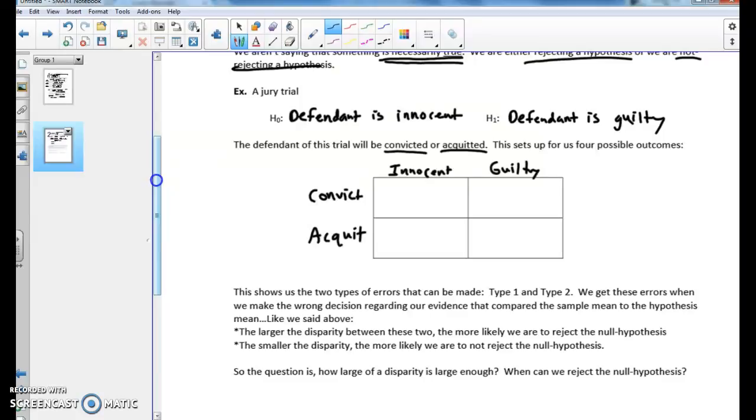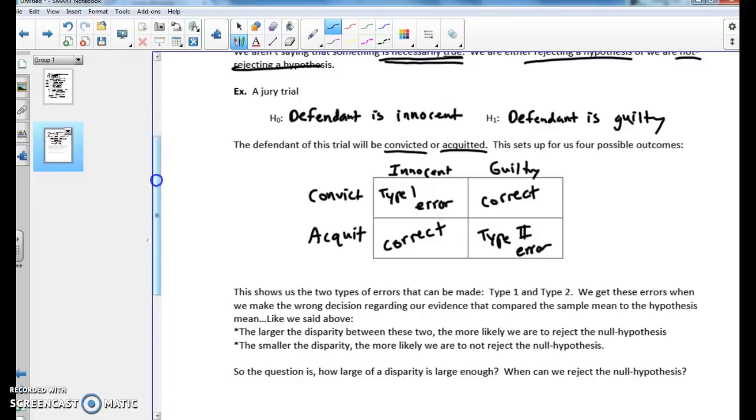Now, 2 of these scenarios are the correct course of action, right? If you are innocent and you are acquitted, that is a correct action. The jury acquits you and you're innocent, that's what we want. If you are guilty and they convict you, that is also correct. So those are the 2 correct outcomes for this whole thing. Now, that means there are 2 incorrect outcomes. The first one is if you are innocent and they convict you, we call that a type 1 error. The other one, if you are guilty and they acquit you, that is a type 2 error.